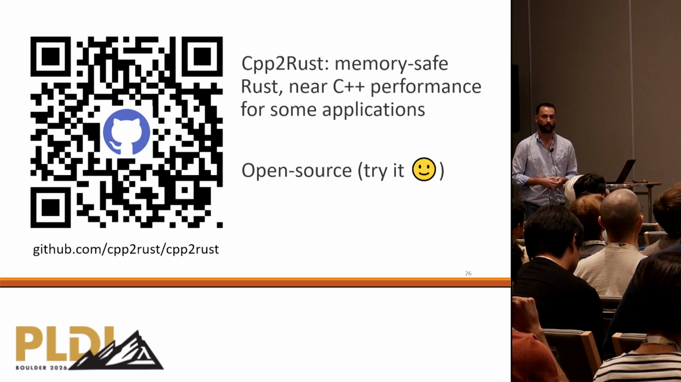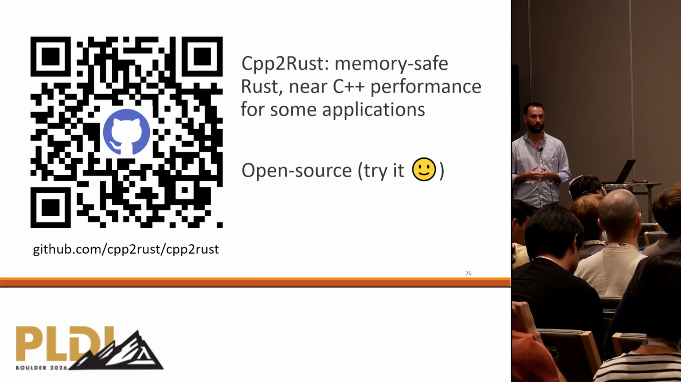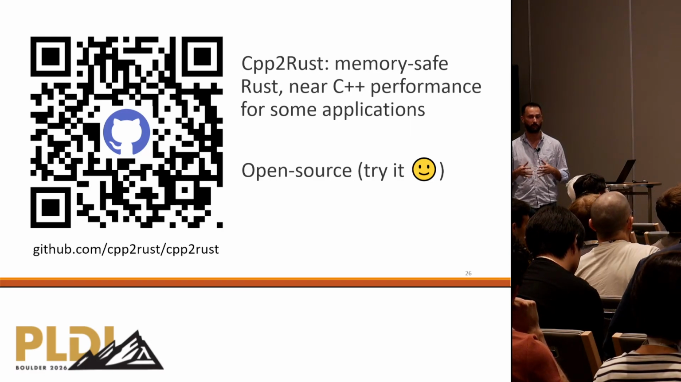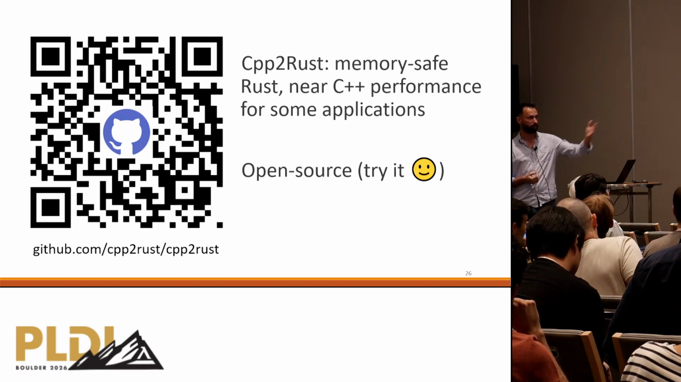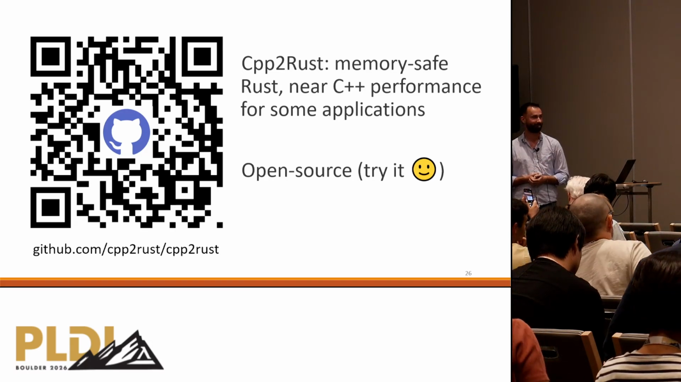And this was C++ to Rust in a nutshell. It generates memory-safe Rust in the beginning, and it optimizes for speed to get as close as possible to C++. The project is open source, so please try it.